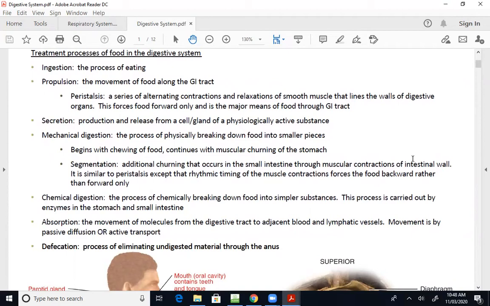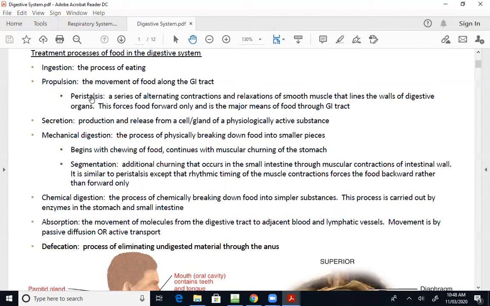the process of eating, continuing with what we call propulsion, the movement of food along the tract, and that takes place right away when we swallow food, which is pushed down into our stomach by way of a process called peristalsis, which is a series of alternating contractions and relaxations of smooth muscle lining our walls of the digestive organs.